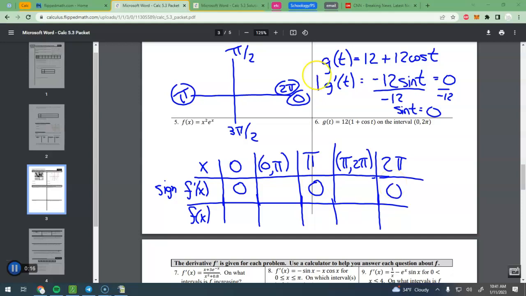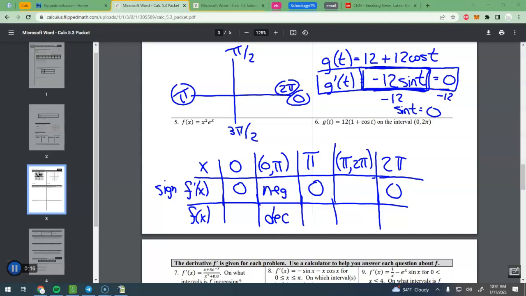So I'm plugging into negative 12 sine of t. Don't plug in after you divide by negative 12, because that does change things. You took a negative out. So plug into negative 12 sine of whatever. If I pick a number in between there, like pi over 2, pi over 2 is up. Any number in this region has a positive y value, and the sine is the y value. But then you multiply it by negative 12. So the sign will be negative, which means f of x will be decreasing.